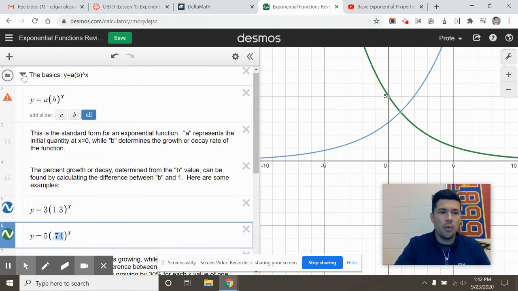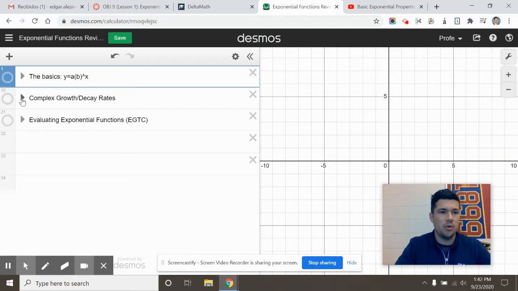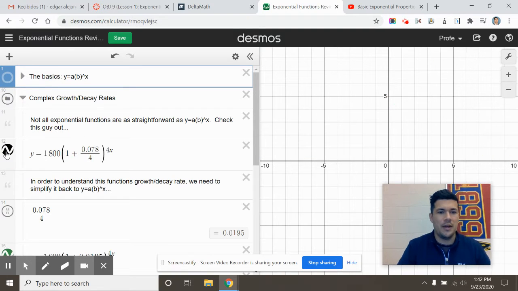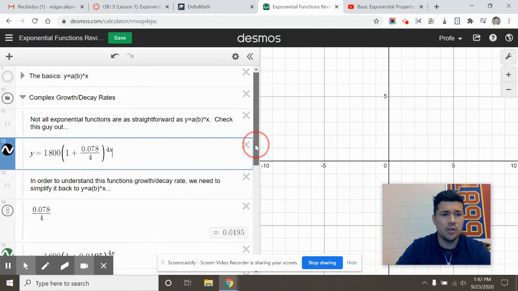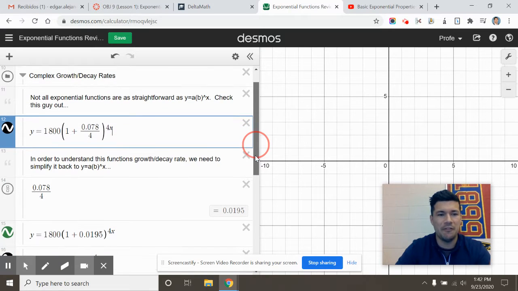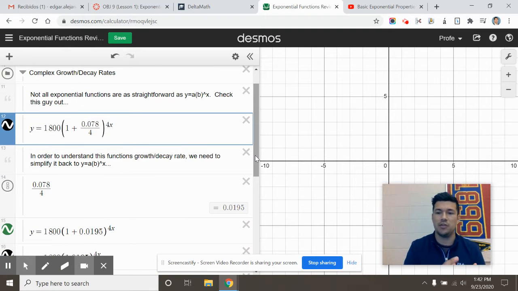Now, there are more complex examples of this. We can have much more intricate examples. So here's an example with something called compound interest. If I have 1,800 times 1 plus 0.078 divided by 4, raised to the 4x power, that's a little more complex. First of all, you're going to have to do some simplifying because you want to get this function back into y equals a times b to the x.